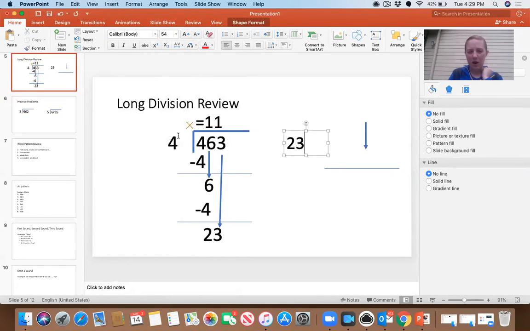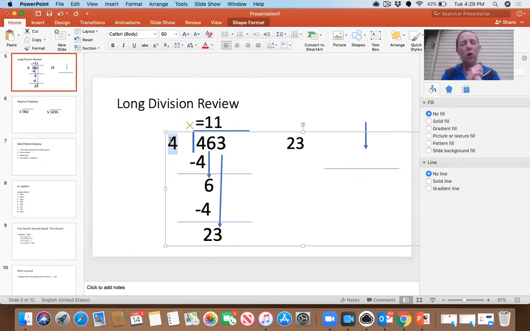Now we need to think about how many times 4 can go into 23. How close can we get to 23? Because 4 cannot go into 23 evenly. So now let's go by our 4's facts. We know that 4 times 1 is 4. 4 times 2 is 8. 4 times 3 is 12. I think we can still get closer.